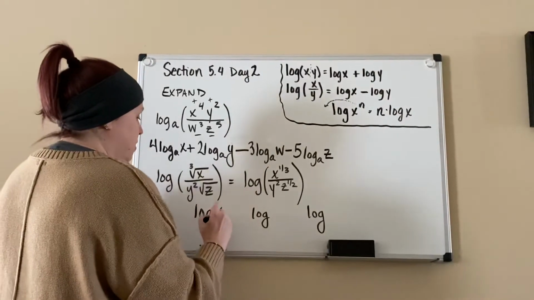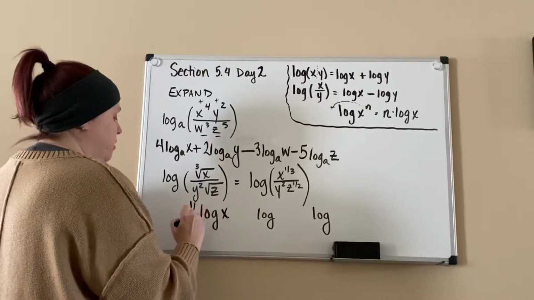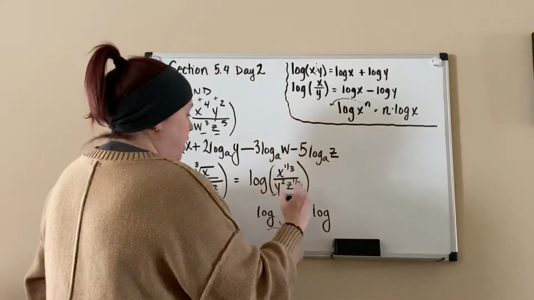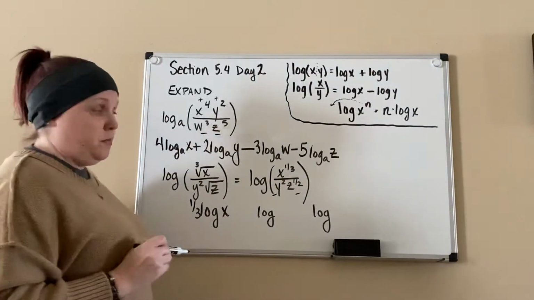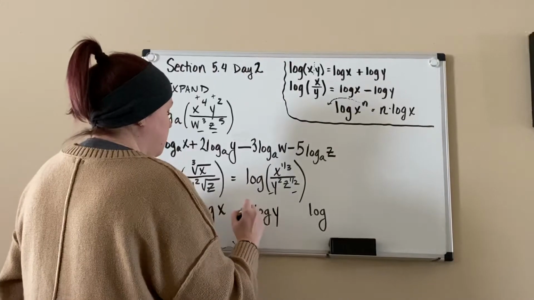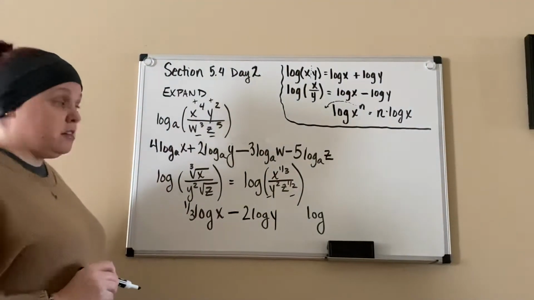So I'd have x to the, oh, I'm not going to write 1/3. I'm going to pull him down to the front. Oh, it's exciting. The bottom 2 things would be subtraction because they're both division. So I'd have y squared. Oh, I'm not going to write squared. I'm going to put it in the front. And like I said, subtraction because it's on the bottom.